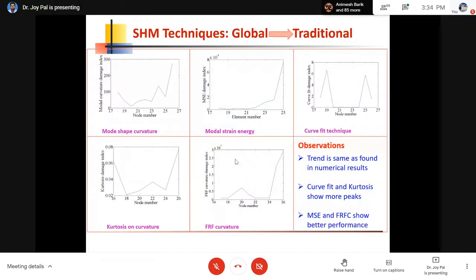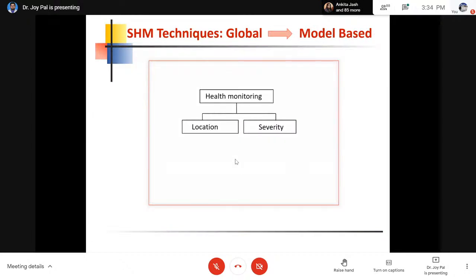Then you require the undamaged structure. So these problems are there, and that is why some other techniques came into picture, called model-based techniques. In model-based techniques, I am telling you about 2 categories of health monitoring: level 2 and level 3. We all know now that level 2 means localization and level 3 means quantity estimation.